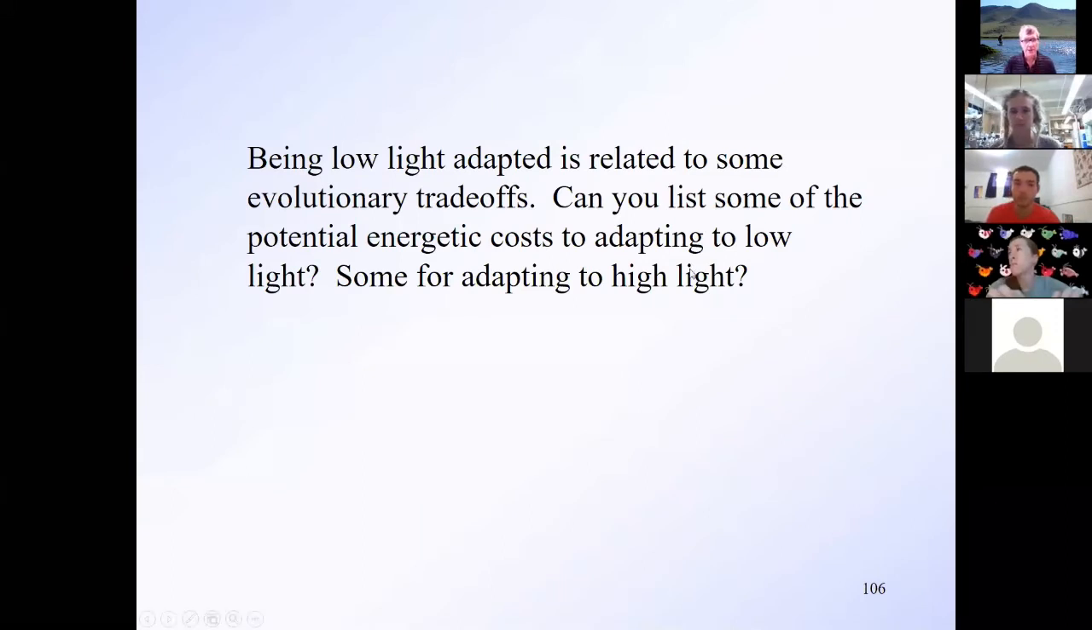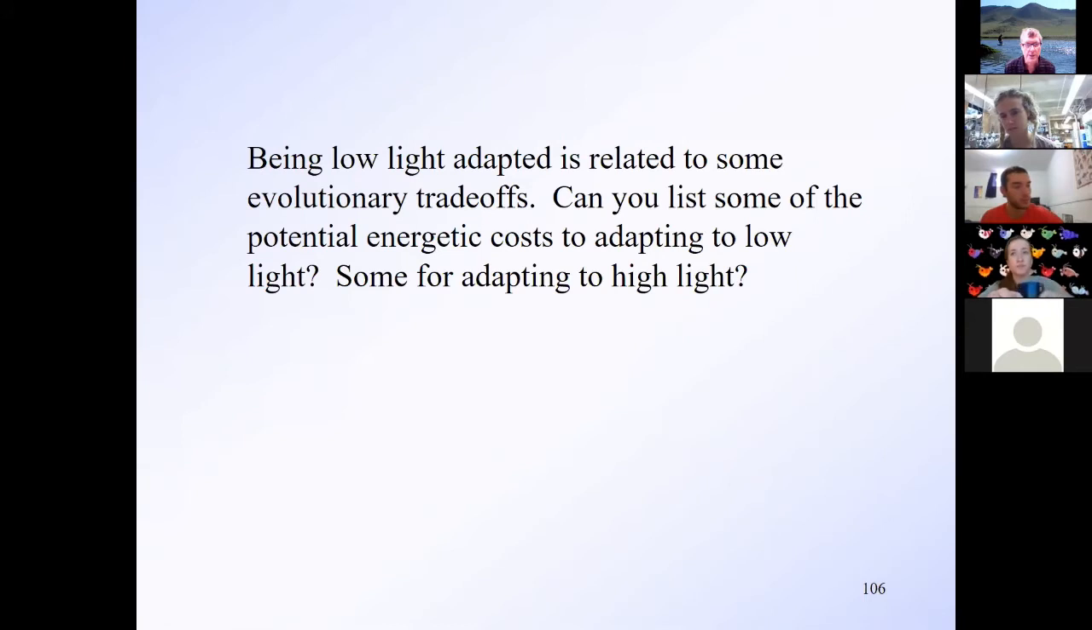So some of the energetic costs of adapting to low light are that you have to produce more chlorophyll, as one of the students said in the chat. You basically have to cover more of your cell surface with photosynthetic units and things to collect light and to photosynthesize, which means that your cell membrane can't be covered by as many proteins to take up nutrients. So you're going to have other functions that you have to put energy towards, and that'll take that away.